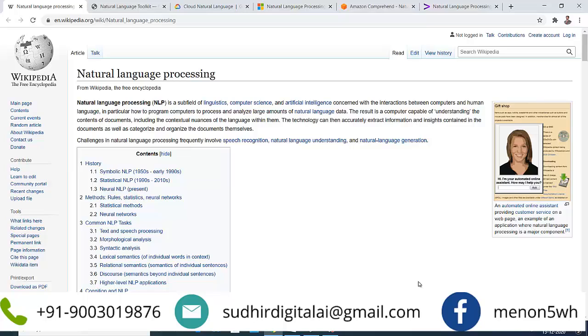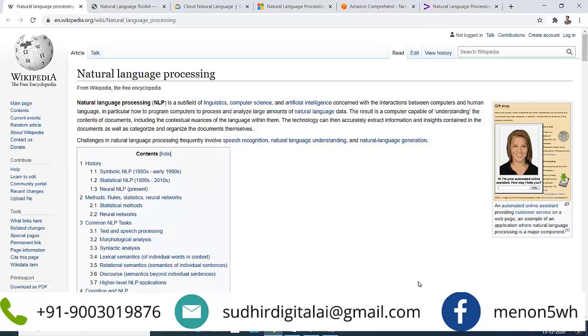Computer science is... because you need a language to really read it, blah blah blah. And then AI. Okay, NLP is concerned with the interaction between computers and human language. In particular, how to program computers to process and analyze large amounts of natural language data.